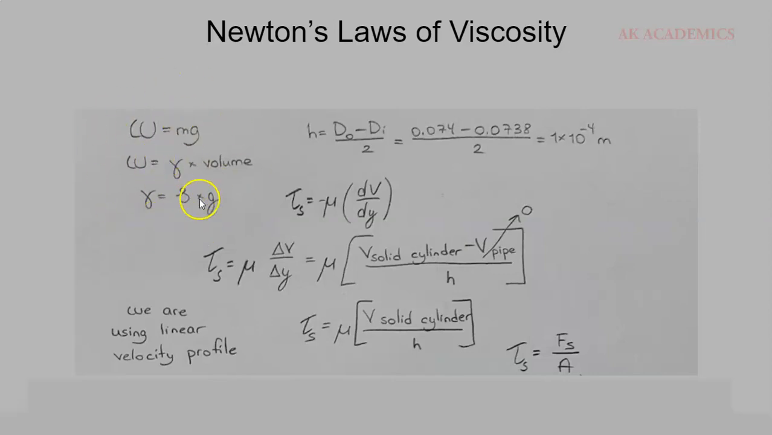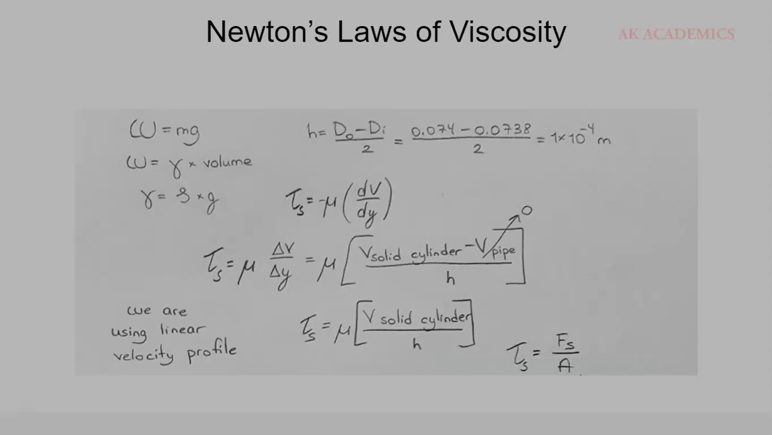We mentioned earlier that our h will be d naught minus di divided by 2. We know our d naught to be 0.074, it is actually 74 millimeters. If you convert that to meters, given us 73.8 millimeters in the question, all divided by 2 will give us 1 times 10 raised to the power minus 4 meters as our h. So we'll keep that somewhere too. We're going to need it very soon.